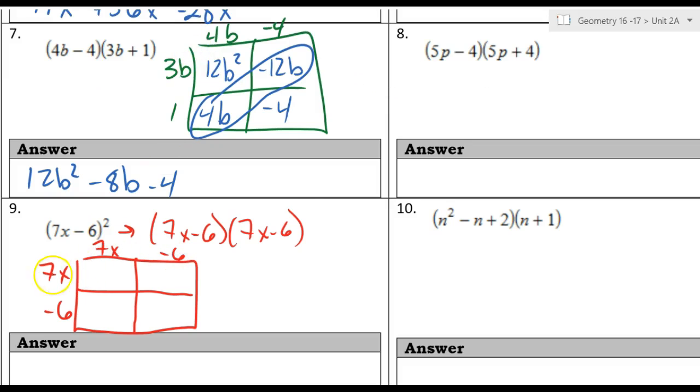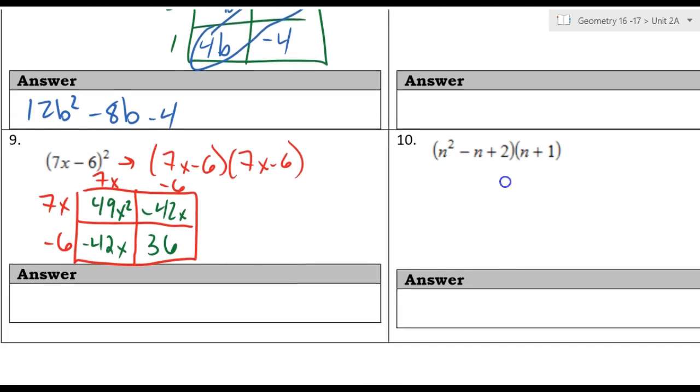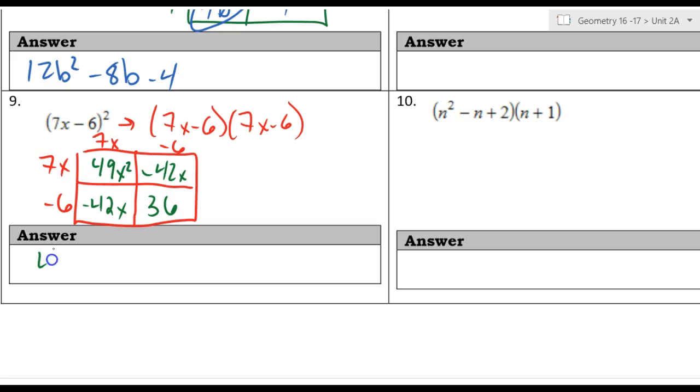So we're going to multiply 7x times 7x, 49x squared. 7x times negative 6 is negative 42x. Negative 6 times 7x is negative 42x. Negative 6 times negative 6 is positive 36. So when we combine our like terms here, we get 49x squared, combining these terms, negative 84x, plus 36.